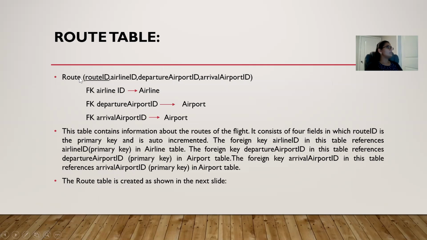Now the next table is route table. The route table, this table contains information about the routes of the flight. It consists of 4 fields in which the route ID is the primary key, and the other fields in the table are airline ID, departure airport ID, and arrival airport ID. And all these 3 are foreign keys.